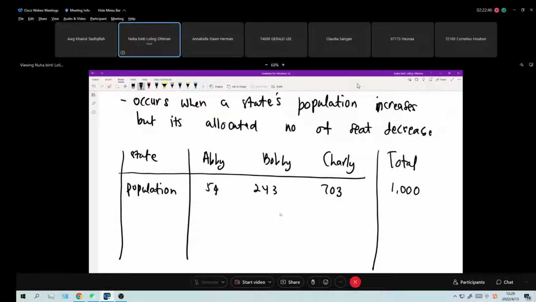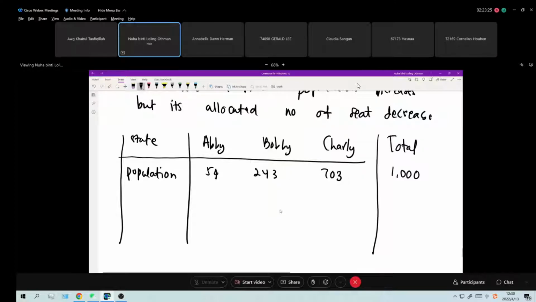So at the end of the week, the mother reminds the children to do extra work, on top of the 54 minutes, 243 and 703 they already spent. So the mother adds more. Abby spends an extra 2 minutes, Bobby spends an extra 12 minutes and Charlie spends an extra 86 minutes. So this is the population paradox. This one uses the Hamilton method.